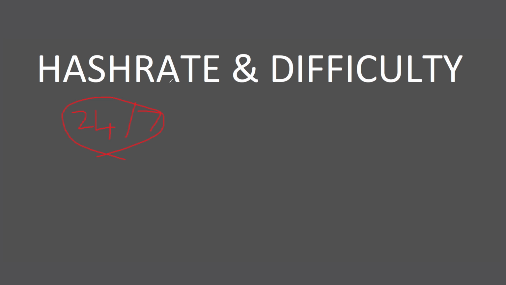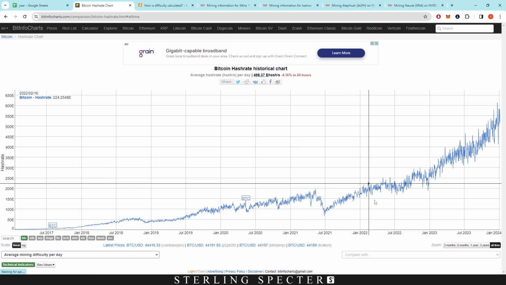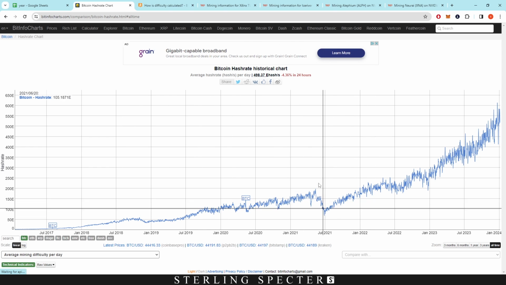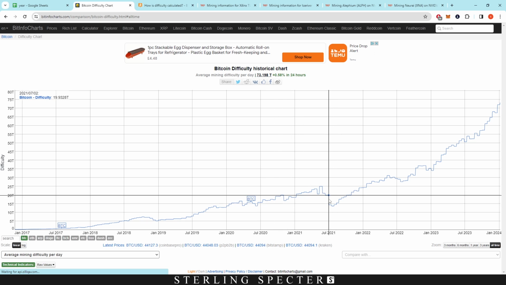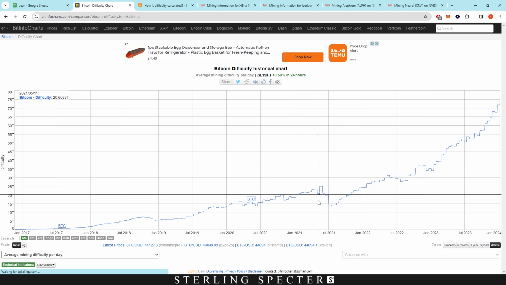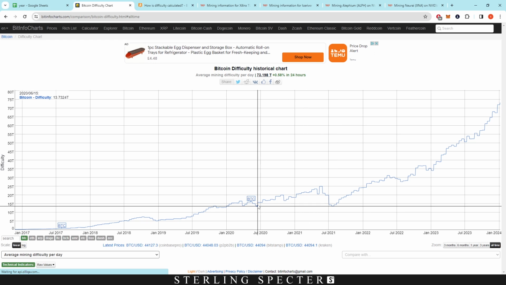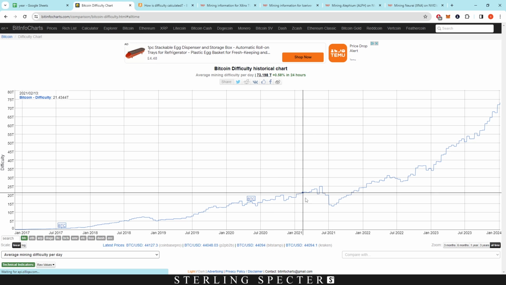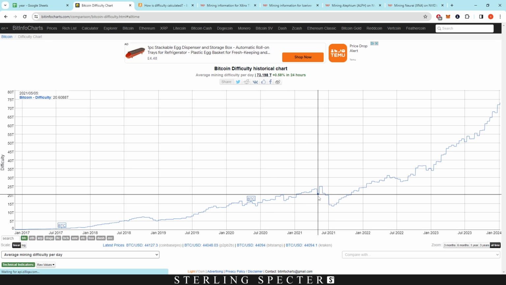Now, both of these aren't necessarily linked. As you saw with the chart, here we have the hash rate chart, and this is moving substantially quicker than what we see in the difficulty chart. So the hash rate was moving up and down a lot. However, the difficulty, as you can see here, is constant for longer periods of time. So the difficulty doesn't necessarily react as quick to the network.